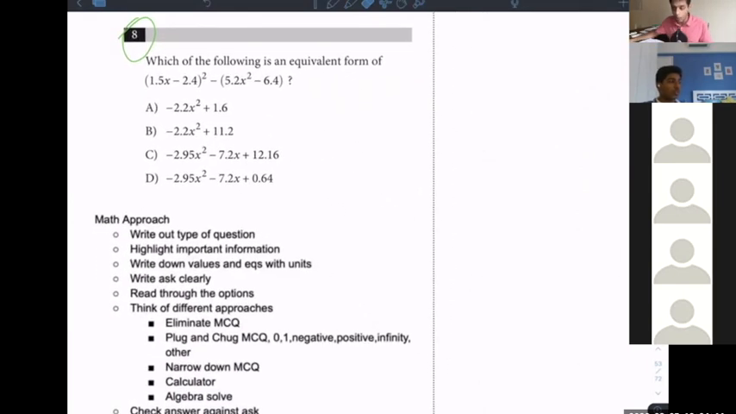Please follow the steps, okay? You all promised you will follow the steps, so please follow the steps. Let me start the poll.